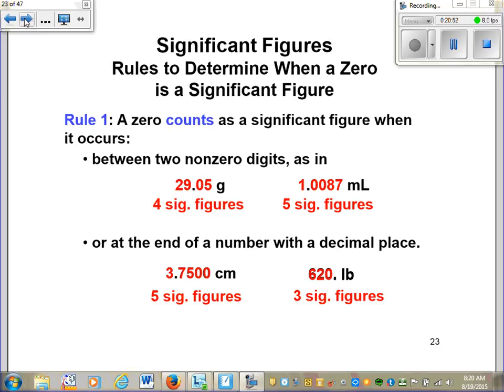If a zero comes at the end of a number, we call these trailing zeros. If there's a decimal point, they're significant. So 3.7500 has 5 significant figures. 620, and there's a decimal point there, has 3 significant figures. If it was just 620 without a decimal point, there would be 2 significant figures.